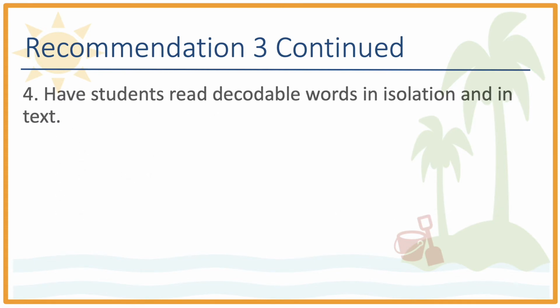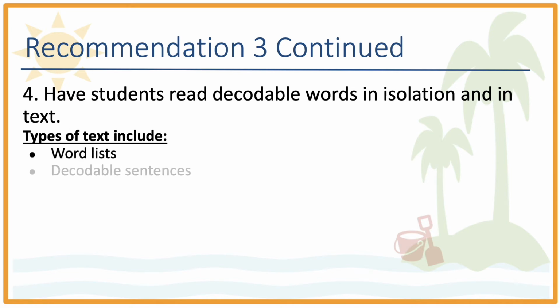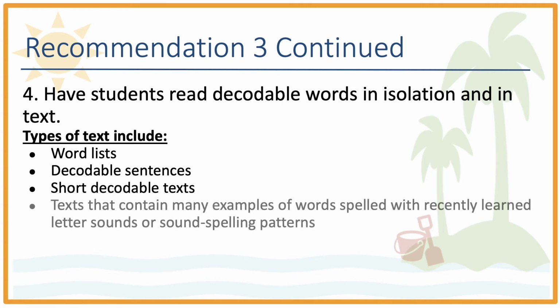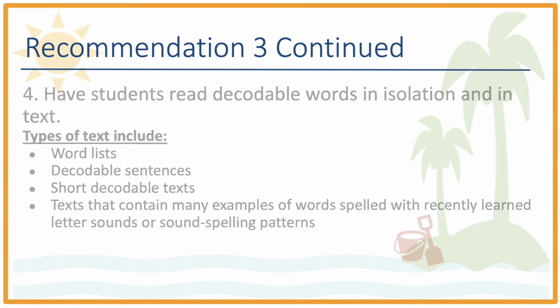Number 4, have students read decodable words in isolation and in text. It is crucial that students are given the opportunity to practice the various letter sounds and sound spelling patterns they have been taught. The types of text to use include word lists, decodable sentences, short decodable text, and texts that contain many examples of words spelled with recently learned letter sounds or sound spelling patterns.